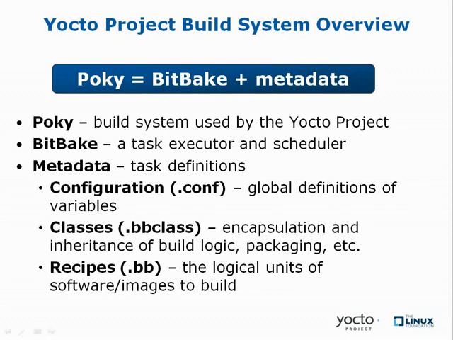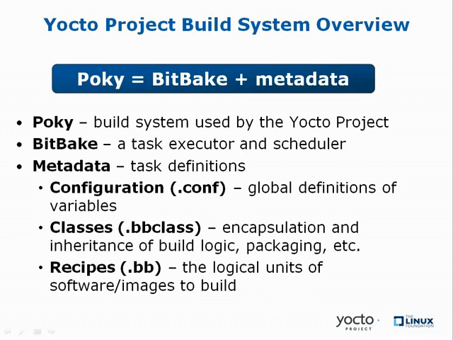The metadata is broken down into three main types. We have configuration files, which define global defaults for things such as standard file system paths where the build output is to be placed, compiler flags, machine architectures, and so on. There are BitBake classes, which end in the .bbclass file name extension, and these are what really do most of the heavy lifting in the build system.